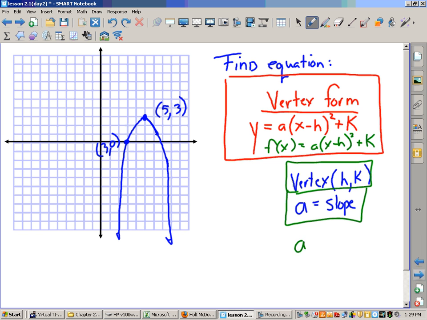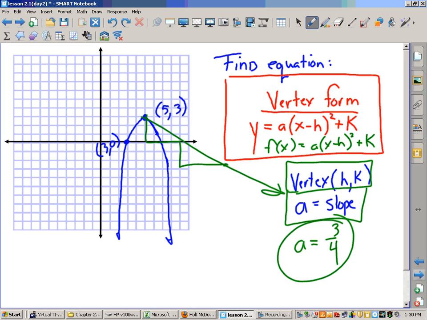Because if we had a slope right here of 3/4, that means this would go down 3 over 4, down 3 over 4, and this graph would end up being a line. The only reason I talked about this as slope is because that's something we could connect with. This a really is going to be the vertical stretch or compression factor, making this parabola wide or skinny.